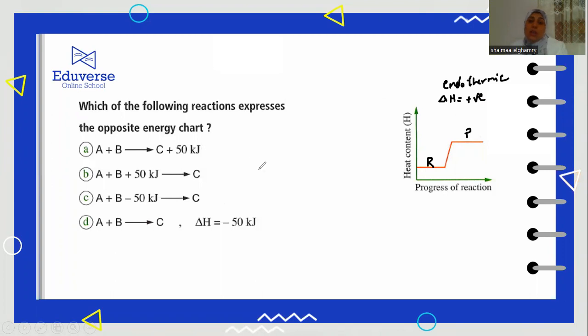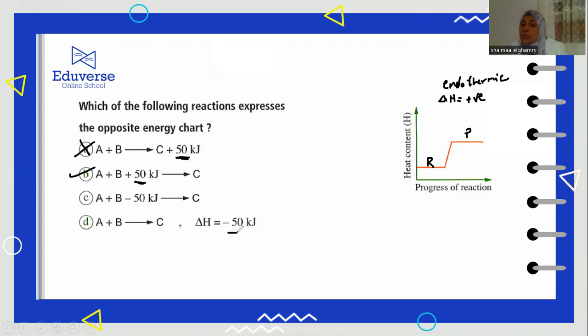So let's check which one represents the graph. A plus B give us C plus 50. Here the heat is found with what? With the product. So it's an exothermic reaction, so this one is not correct. A plus B plus 50 give us C. So heat is found with the reactant. That means this equation represents an endothermic reaction. For me, this one is the correct answer.